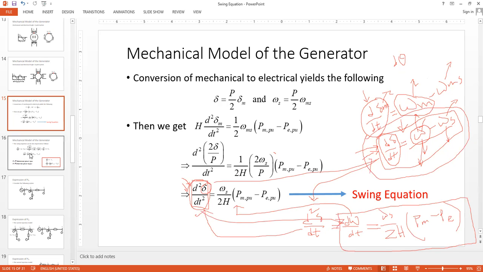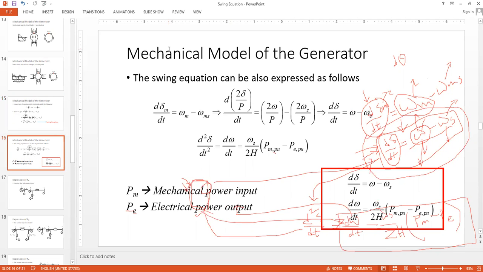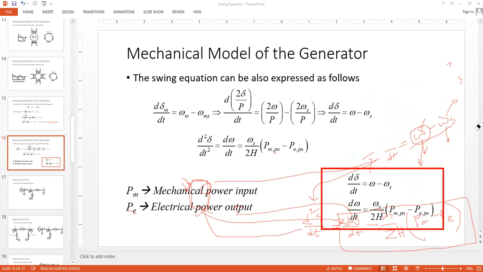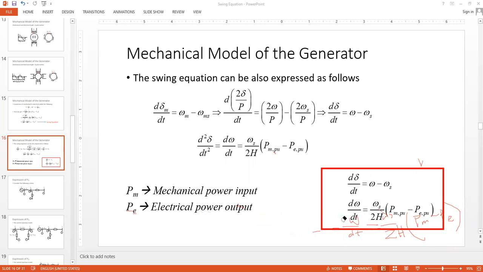So whatever I have said is actually discussed over here, shown over here. So we are done with this. We can have a single second order differential ODE system for representing the swing equation. This is one way. Another way, we can use these two. So that means d square delta over dt square equals omega s (Pm per unit minus Pe per unit) is equivalent to saying that d delta over dt equals omega minus omega s, and d omega by dt equals this.